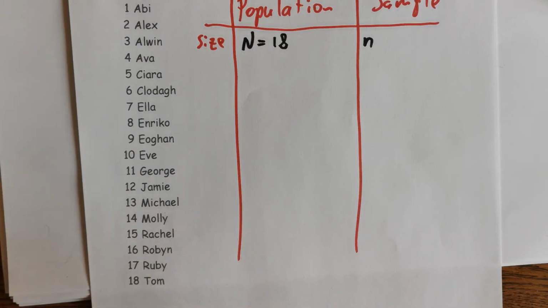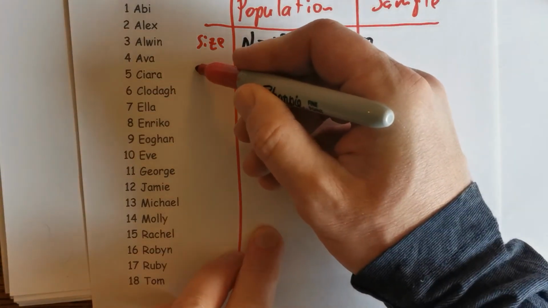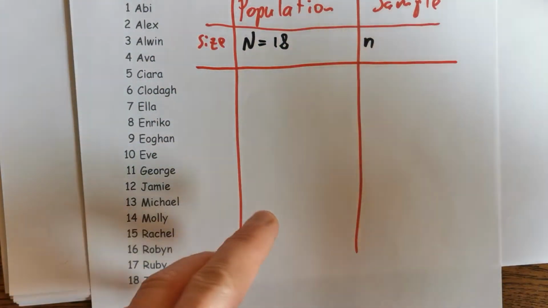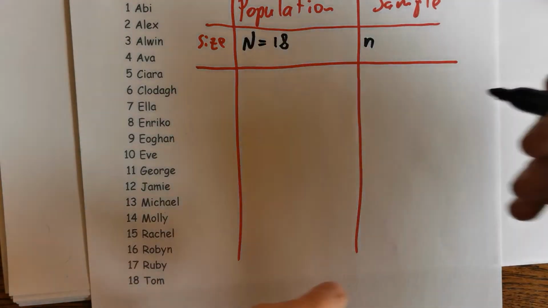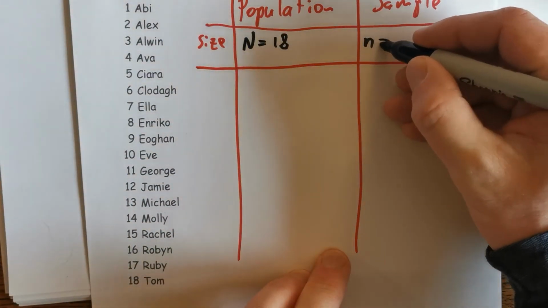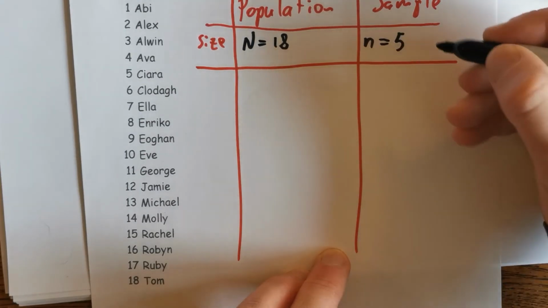Okay, so that's one thing. That's the size. So I want to generate a sample. And I'm just going to choose a sample of some kind of size. I'm going to say, let's choose a sample of 5 people from the class.